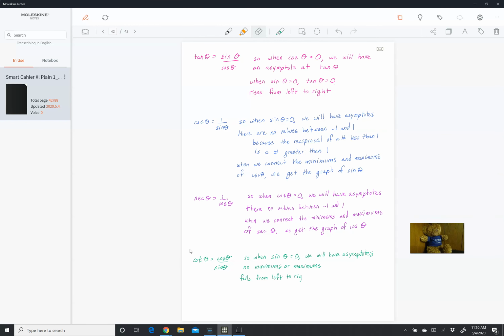We can even add the other piece that we have under tangent, that when cosine of theta equals 0, tangent of theta is undefined. So let's add up here that this has no minimums and maximums.